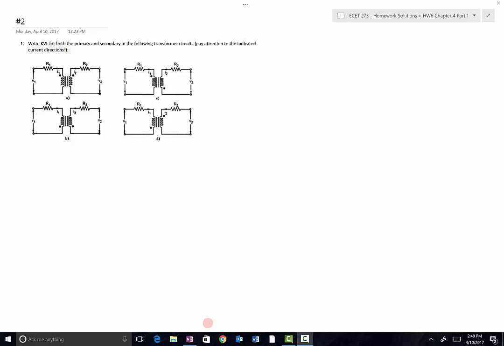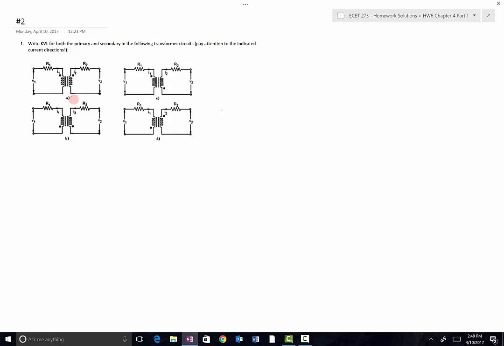Homework solution 6.2. Write Kirchhoff's voltage law for both the primary and secondaries in the following transformer circuits, paying attention to the indicated current directions. So you can see here that there are current arrows here. So what we're demonstrating in this problem is the dot convention.